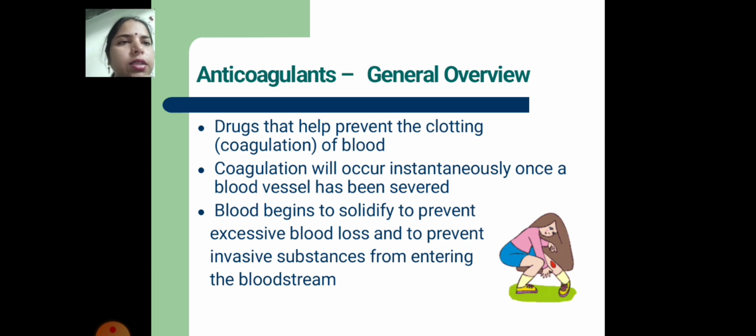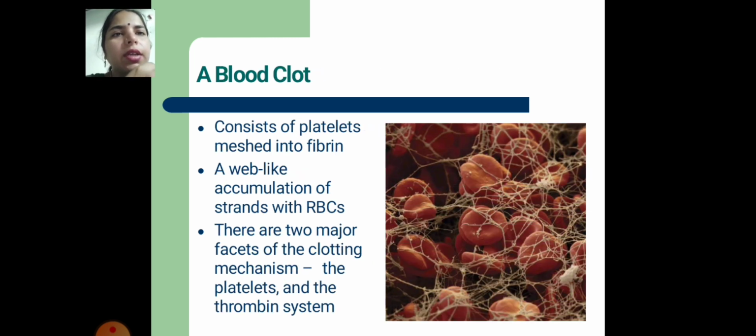Coagulation occurs once a blood vessel has been severed. Blood begins to solidify to prevent excessive blood loss and to prevent invasive substances from entering the bloodstream. A blood clot consists of platelets stuck in fibrin, a web-like accumulation of protein strands with RBCs. There are two major facets of the clotting mechanism: the platelet and the thrombin system.